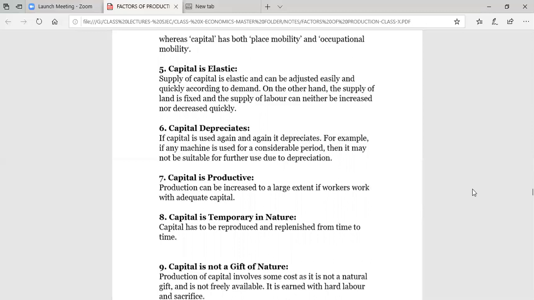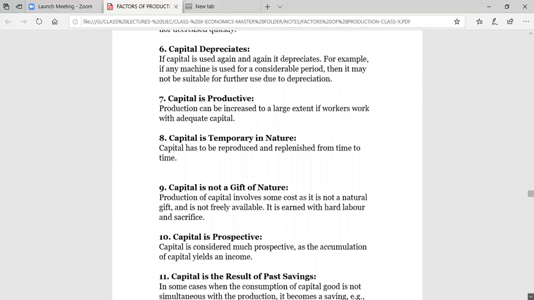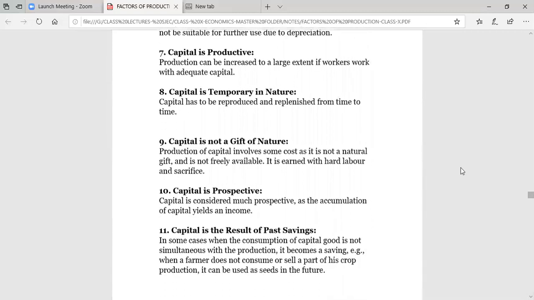Capital is productive. Of course it is productive. Whenever you deploy a machine, for what reason are you deploying it? To increase your production. Because everything cannot be done by manual labor. Labor is required, that is a primary factor of production. But without machines, you cannot increase the production.